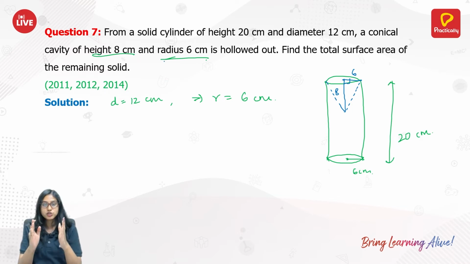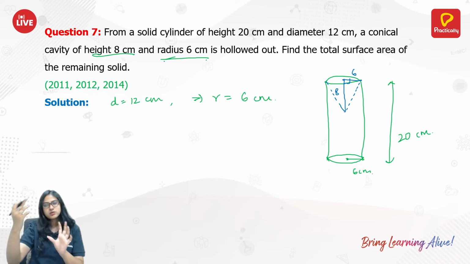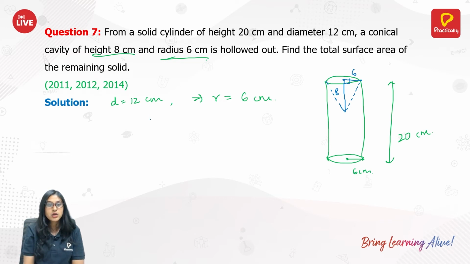Now, find the total surface area of the remaining solid. Just imagine there is a cylinder. You have removed a cone of height 8 centimeters, radius 6 centimeters from it. What do you have to find when you want to find the total surface area of the remaining solid? Total surface area of remaining solid, imagine, okay, equals to what?